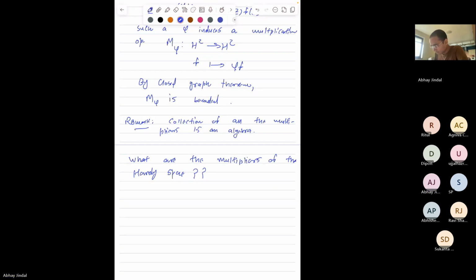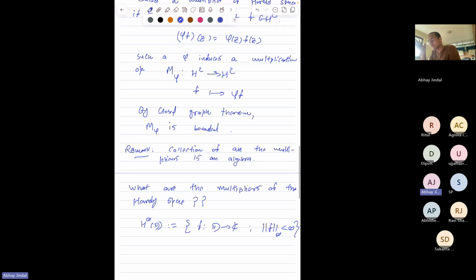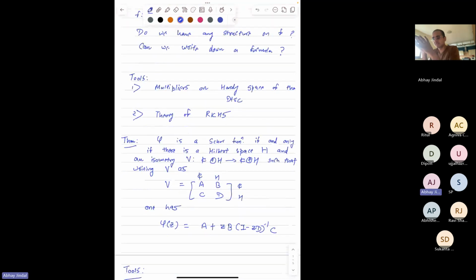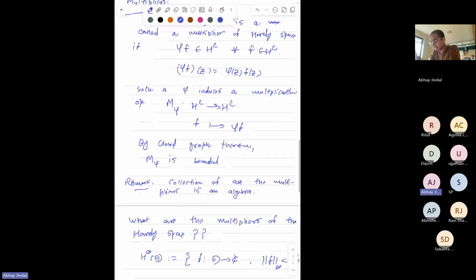Well, it is H infinity(D). What is H infinity(D)? Functions from the disk to C such that the infinity norm, the sup norm, is finite. One can check that the collection of these functions forms an algebra. I think we may not be able to prove that it is precisely H infinity(D), and it is an important fact to obtain this realization formula. Actually, this is one of the major tools to realize that Schur functions are actually multipliers of Hardy space. They are special multipliers, in fact.